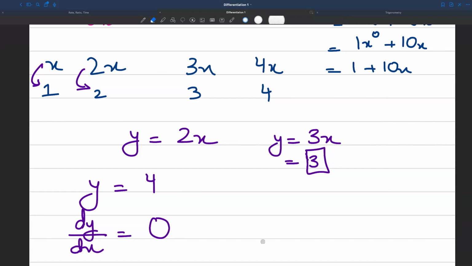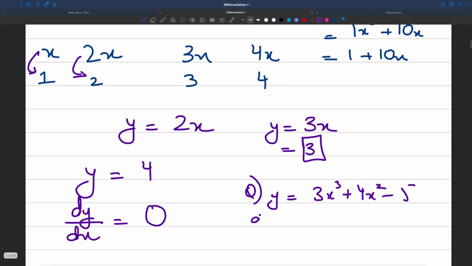So if you ever have an expression, let's say y is equals to 3x cube plus 4x square minus 5. When you do dy by dx, this will become 9x square. This will become 8x to the power 1, and this will become 0. Because in a constant, there cannot be any change.